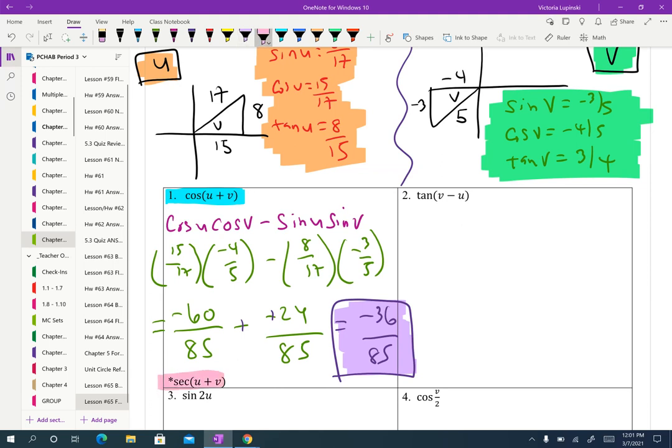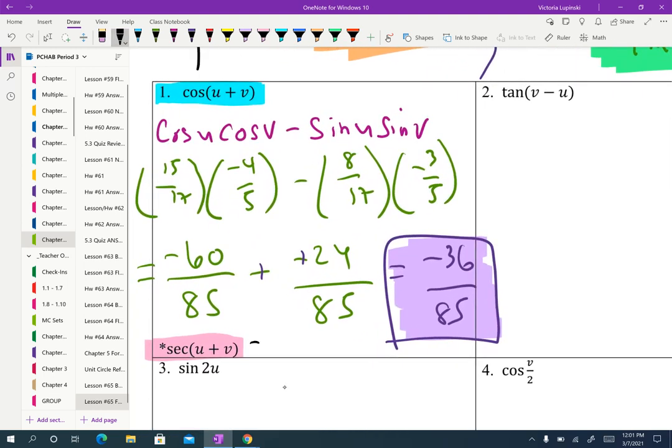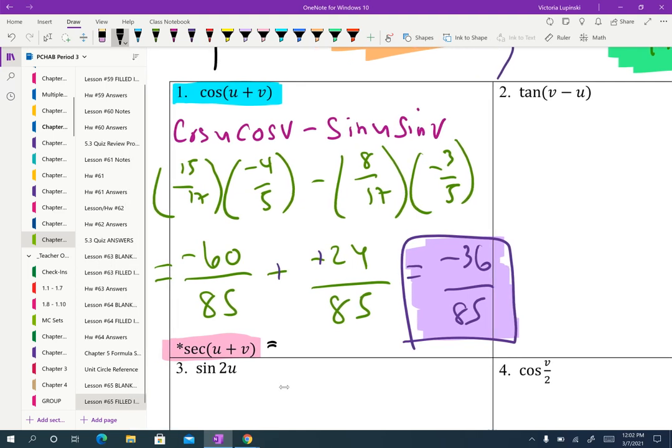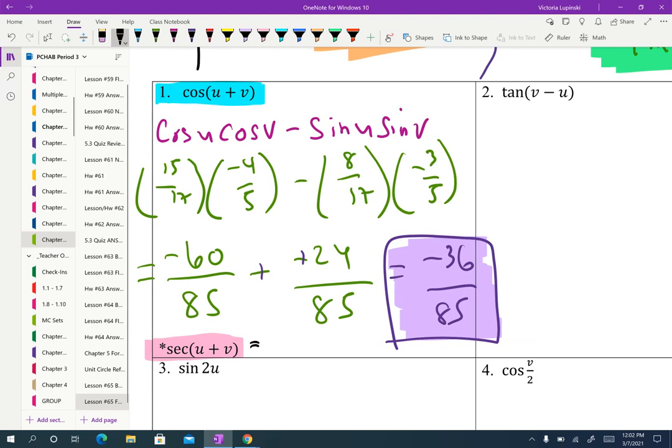I know it's a little small, but I have for you here, what if I was to ask you now for the secant of u plus v? You don't have to do any additional work because the relationship between a cosine and a secant is the same, whether it's of a single thing or of a sum or difference. So notice the problem started with the cosine of u plus v. Because this is asking you for the secant of the same quantity, the reciprocal relationship still applies, which means you can take your answer, negative 36 over 85, and you can just flip it to be negative 85 over 36.